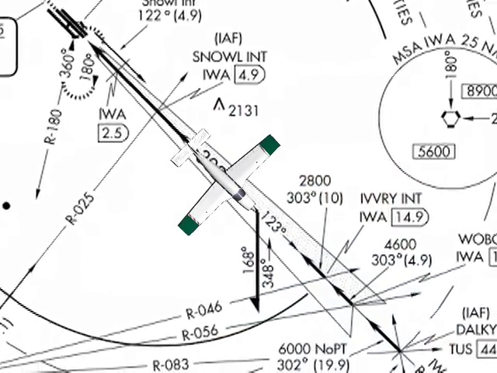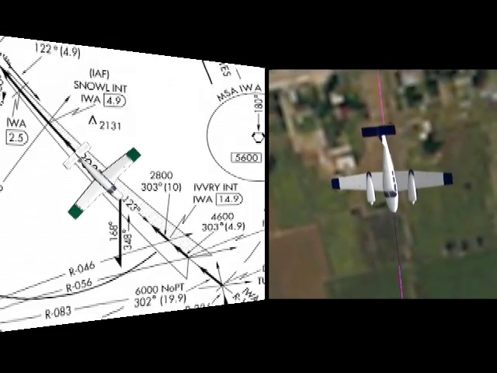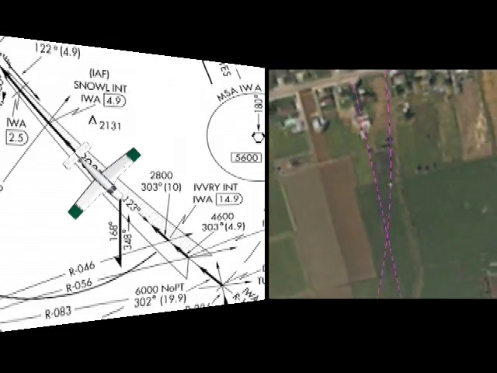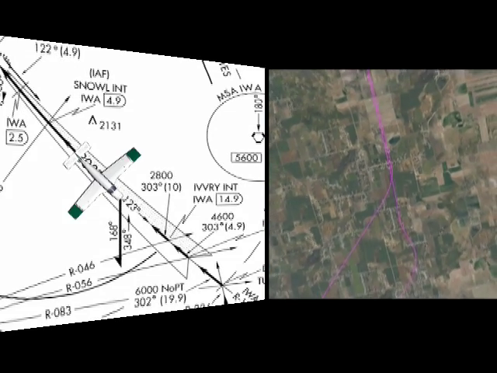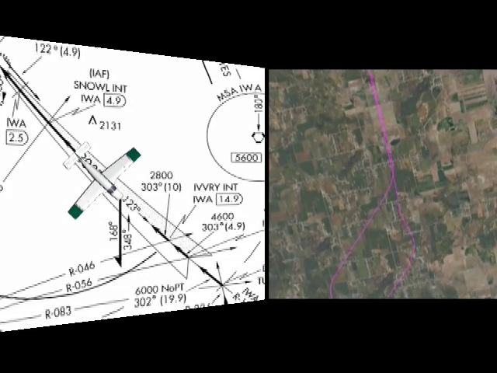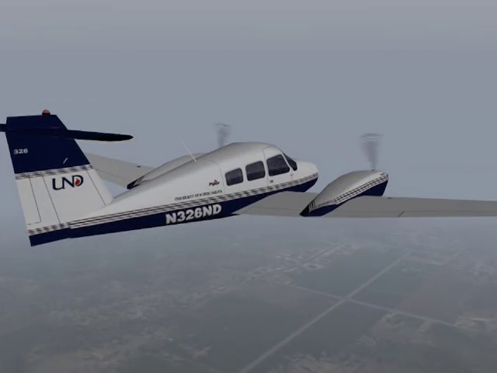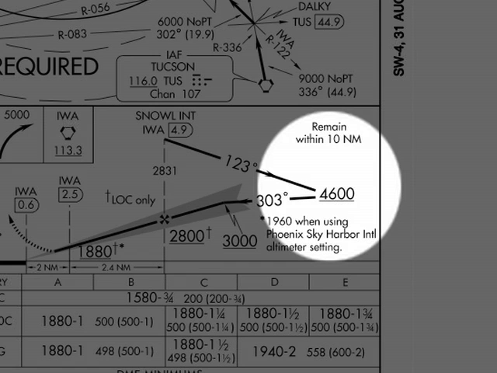Another important item to note is that this procedure turn must be completed within 10 nautical miles of the Snow intersection in order to still be considered on a published portion of the approach. When cleared for the approach and on the published segment of this approach, the pilot may descend from the previous assigned altitude to 4,600 unless an altitude restriction has been placed.